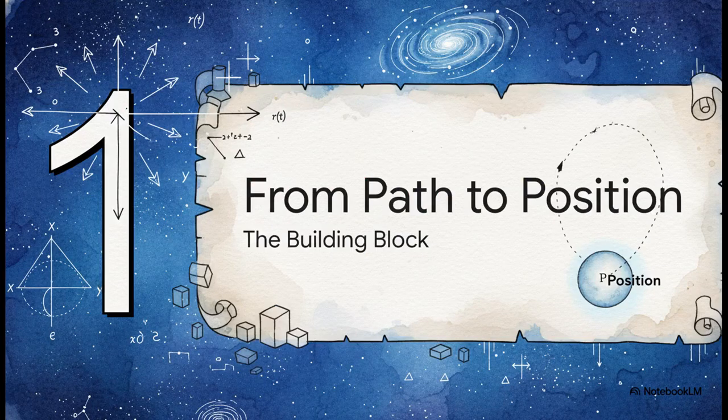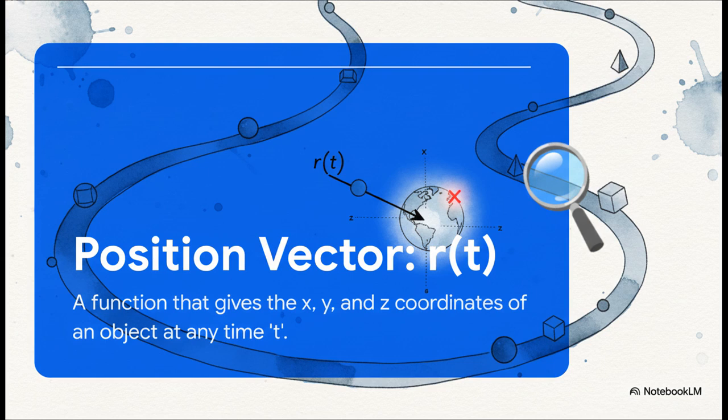Okay, so our journey has to start somewhere, right? And for us, it starts with the most basic, fundamental building block of all, getting from a general path to a very specific position. Before we can talk about speed or anything fancy, we first have to nail down exactly where our object is at any given second. Everything else is built on top of this. And we do that with something called the position vector, which we write as r of t. You can just think of this as a perfect GPS system. You plug in a time, t, and it spits out the exact x, y, and z coordinates of your object. It's incredible, really. This one little function contains the entire blueprint for an object's whole journey.